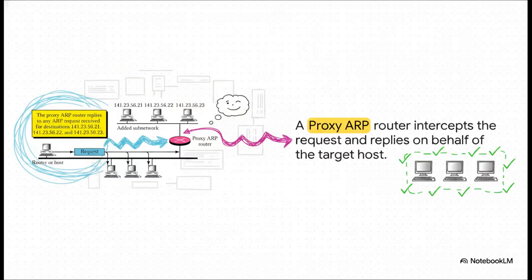So what does our helpful receptionist, the proxy ARP router, do? Well, it's always listening to those ARP shouts. And when it hears a request for a device that it knows is on the other side of that divide, it steps in. Instead of letting the shout just disappear into nothing, the router intercepts it and replies to the sender, basically pretending to be the computer they were looking for.